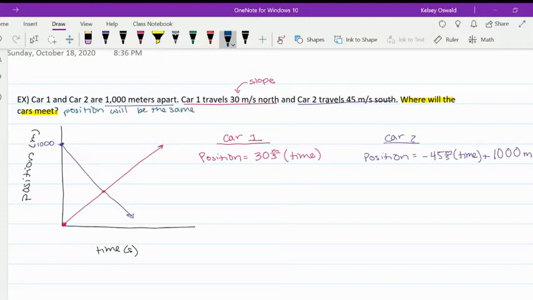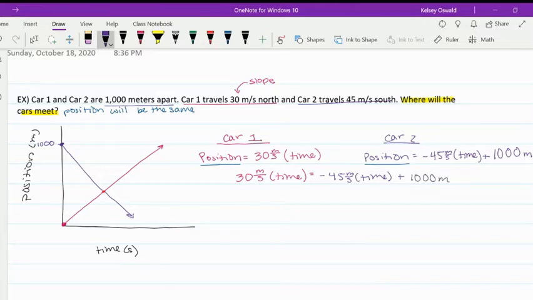Okay? So since when they meet, they have the same position, our y variables for either equation will be the same. So we can actually set these two equations equal to one another. We have our equation for car 1, 30 meters per second times time, and we can set that equal to our equation for car 2, negative 45 meters per second times time plus 1,000.